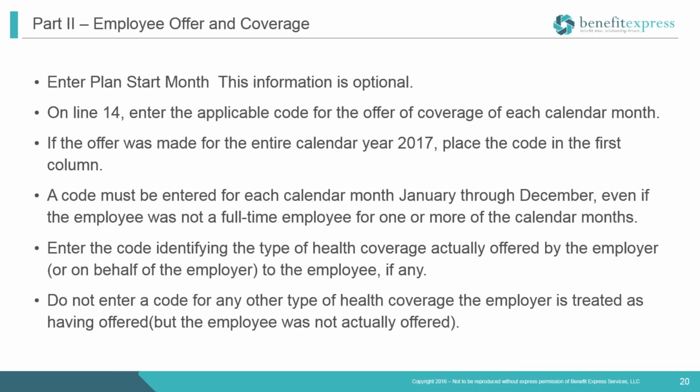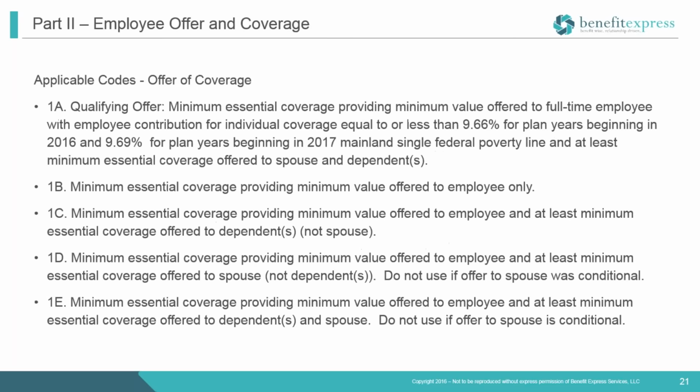All right. So let's look at the different codes. 1A is a qualifying offer. This is minimum essential coverage providing minimum value offered to full-time employees with employee contribution for individual coverage equal to or less than 9.66 for plan years beginning in 2016, 9.69 for plan years beginning in 2017. And this is based on the mainline single federal poverty line, which is approximately $12,000.